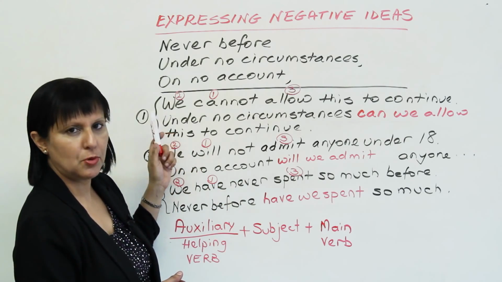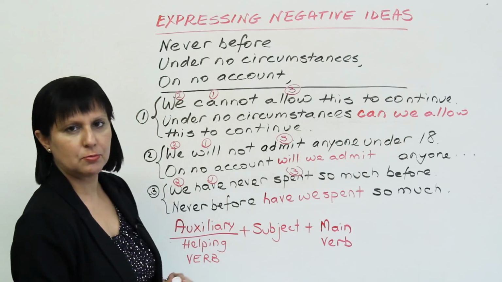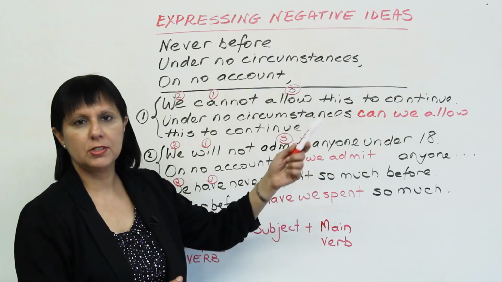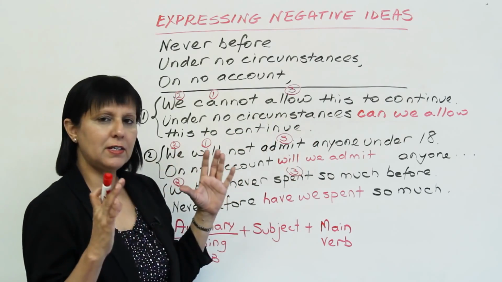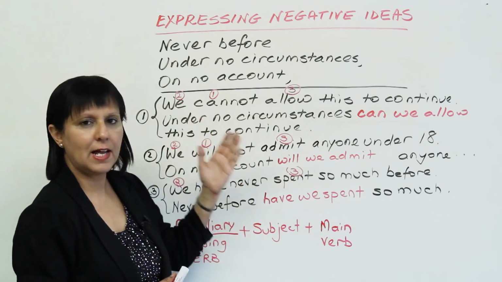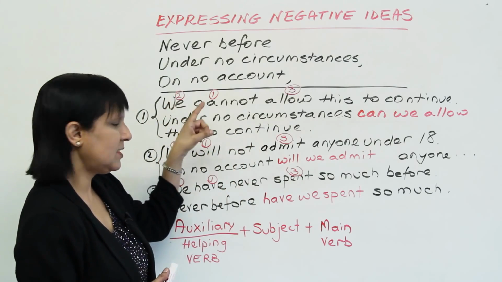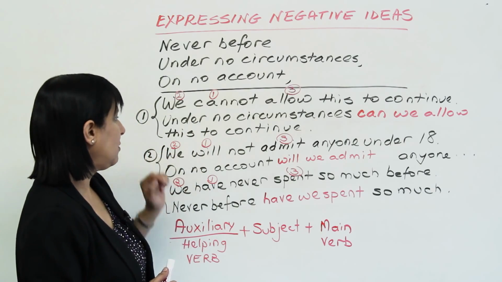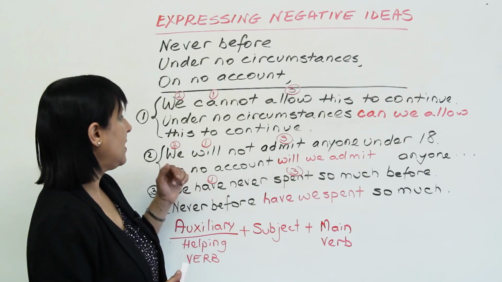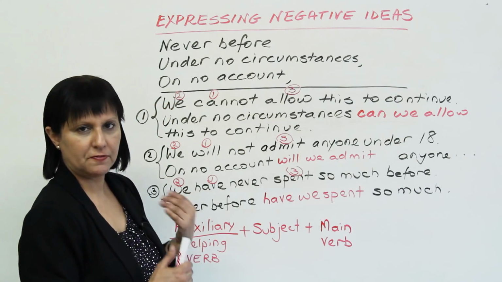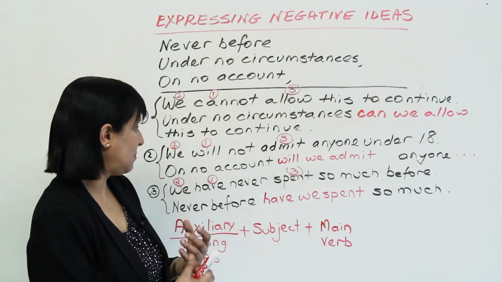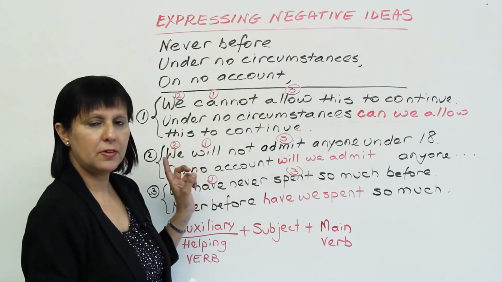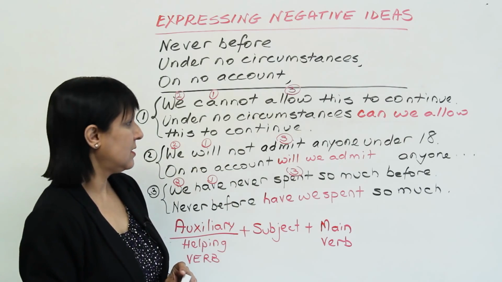The idea we want to express in regular English without this expression first is we cannot allow this to continue. Okay? That's your regular sentence, right? We cannot allow this to continue. Just ignore the numbers for a moment. I'm going to explain why I've put numbers on them. Now look what happens to the sentence when we use one of these expressions first to emphasize the negative aspect. Under no circumstances can we allow this to continue, right?